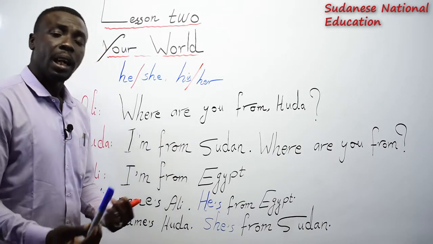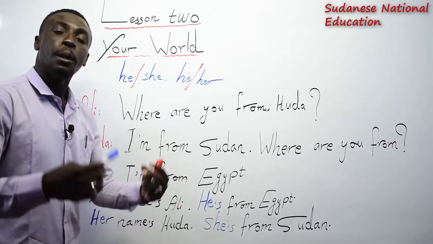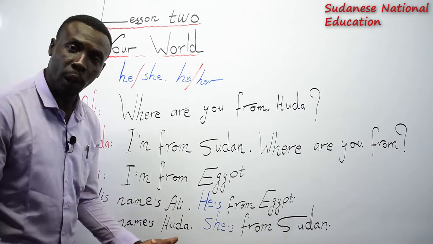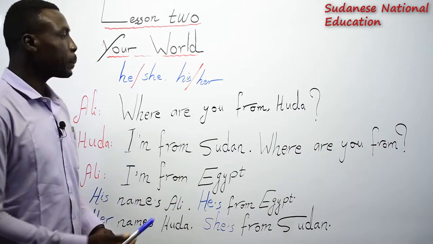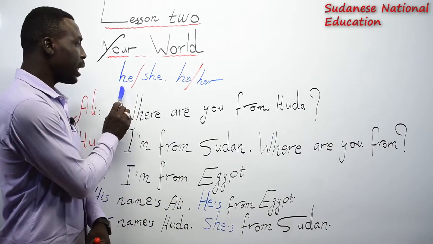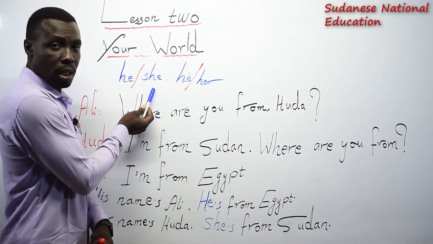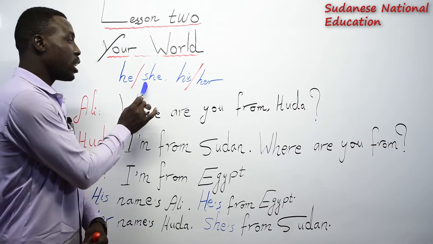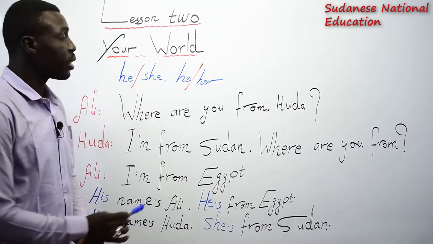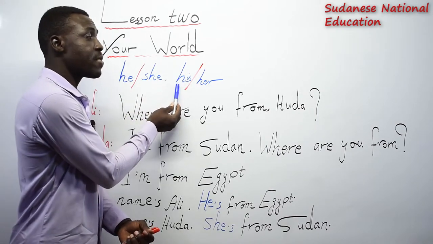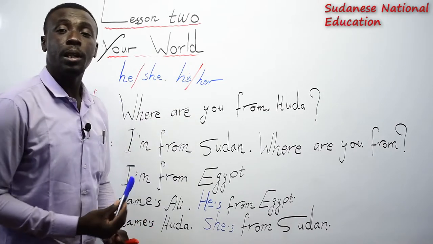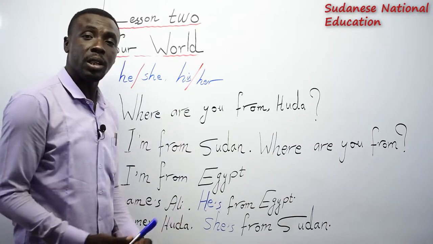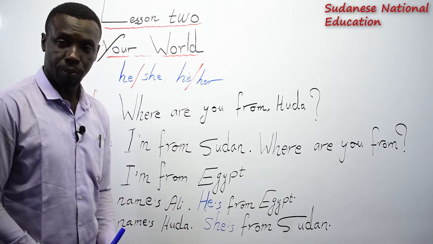Let's see how we use the possessive adjective. The possessive what? Adjective. So he and she. He is a subject pronoun. She is a subject pronoun. His is a possessive adjective. Her is a possessive adjective. Good.